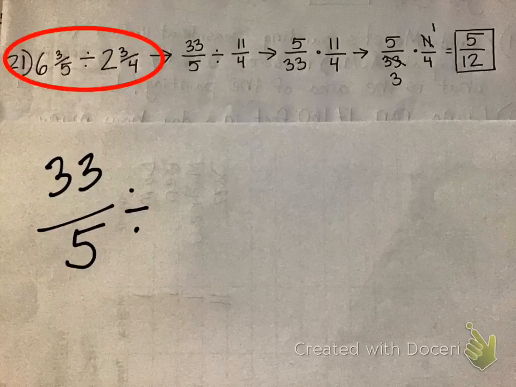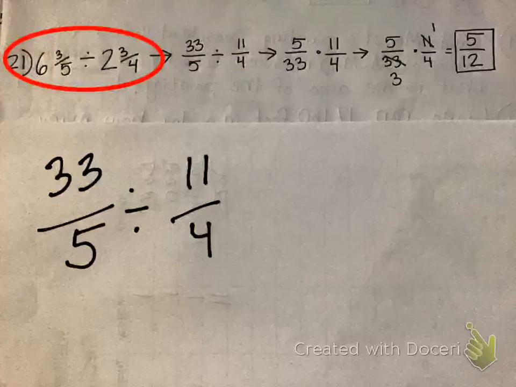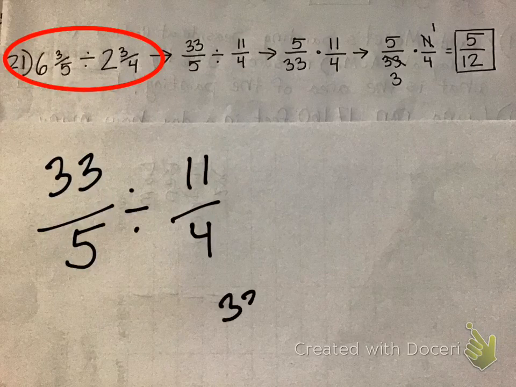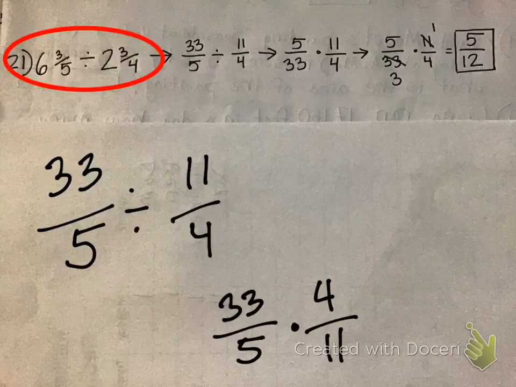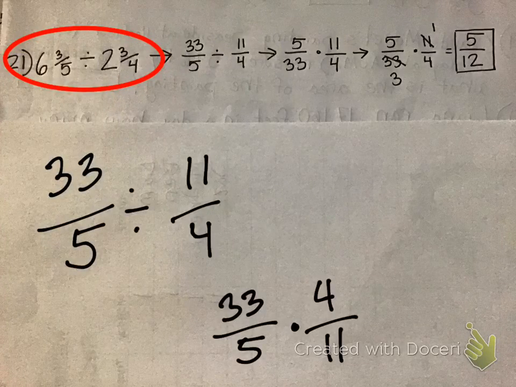Exactly. I'm dividing it. What is 2 3/4 as an improper fraction, Caesar? 11/4. Exactly. But now I have to do my keep change flip. So it becomes 33/5 times 4/11. Can I cross cancel anything? What can I cross cancel, Shiley? Perfect. It becomes 1 3.